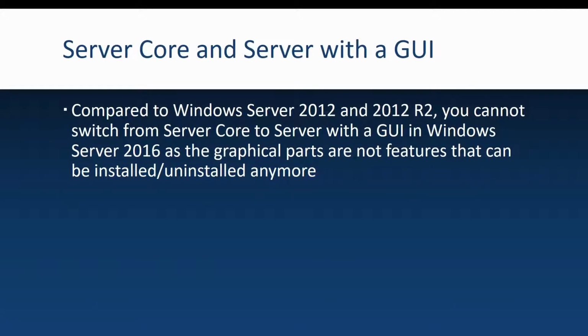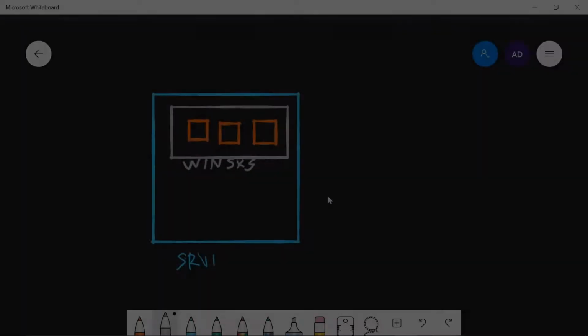One thing to keep in mind regarding Features on Demand is that compared with Windows Server 2012 and 2012 R2, in 2016 and up, unfortunately, you cannot switch from Server Core to Server with a GUI or vice versa, because the graphical tools are not Features on Demand anymore. So you have to choose from the beginning if you want to install a Server Core or a server with a graphical interface.